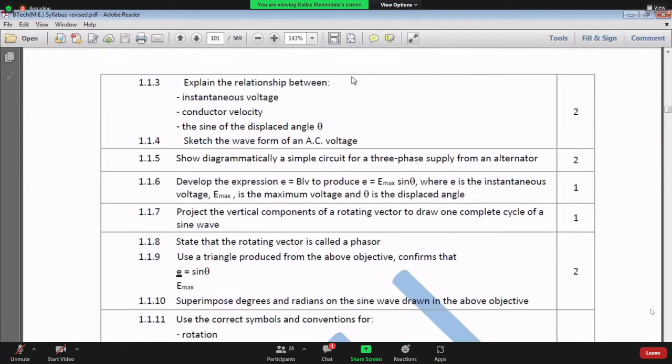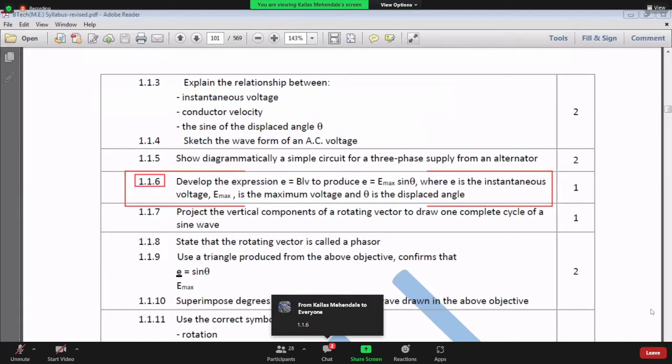And this was the derivation that I spoke about. So 1.1.6 is to develop the expression E is equal to BLV to produce E is equal to E max sine theta, where E is the instantaneous voltage, E max is the maximum voltage, and theta is the displaced angle, right? So this is what we have done in the last lecture. If anybody has a doubt, can unmute and ask. Otherwise, please type into the chat box. 1.1.6, meaning that this we have done till here.